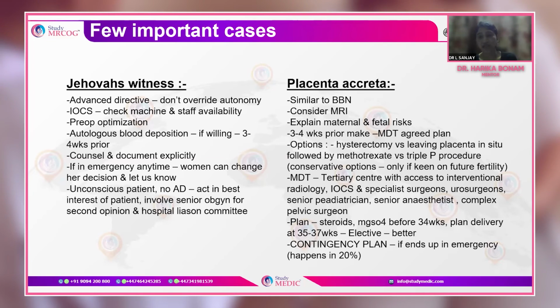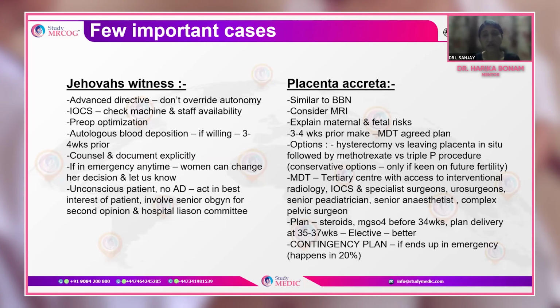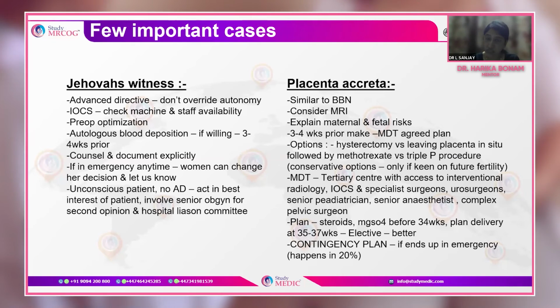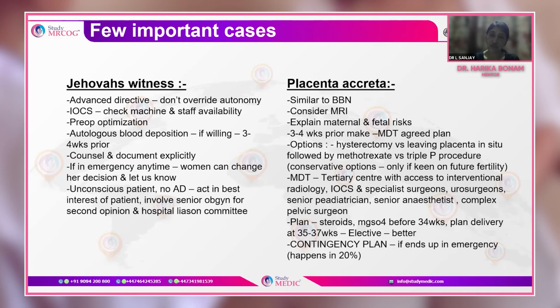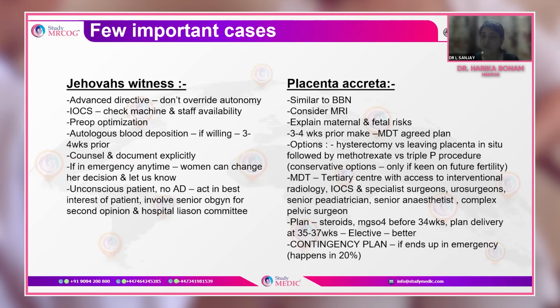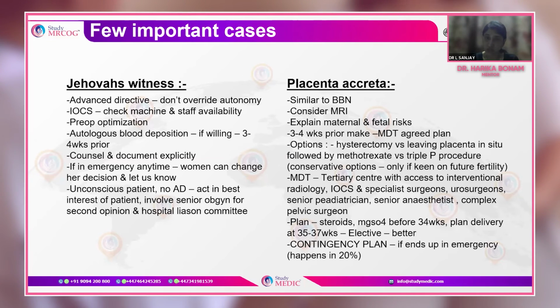And then explain maternal and fetal risks, what can happen, which is again a very big list. You have to make an agreed multidisciplinary plan 3 to 4 weeks prior to planning the delivery. Usually we plan delivery in placenta accreta around 36 weeks, so before that, around 30 to 32 weeks, a plan should be made. The options we usually give: one is, straight away after the classical cesarean, you go ahead and do a hysterectomy, leaving the placenta in situ.